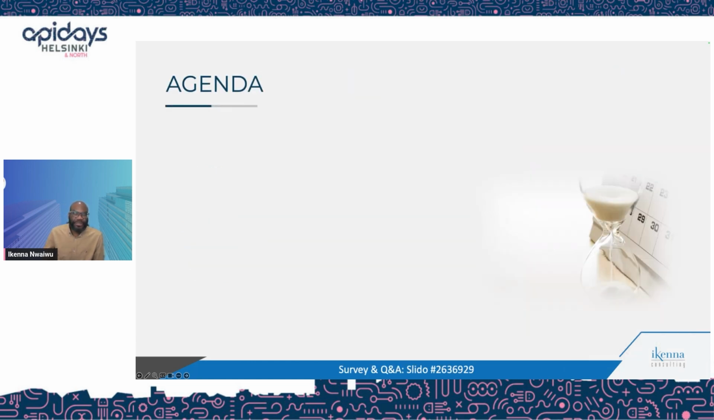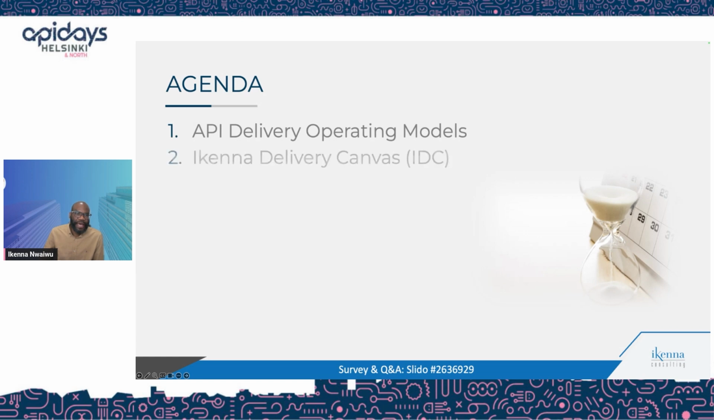So let me just talk through the agenda of this talk. The first thing I'm going to be talking about today is what I call API delivery operating models. And then I'll talk through a canvas that I've developed that I use in my practice called the IDC and how I use that to map out API delivery operating models. The third thing I'll talk about is one part of the IDC, which is about API culture. And I will focus on three things in that API culture area of the IDC.